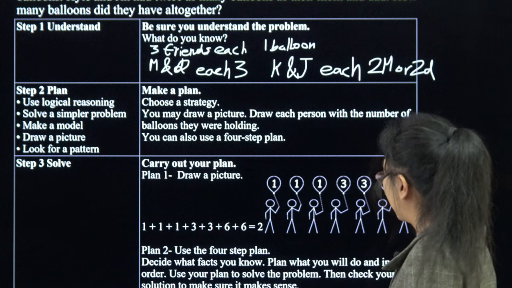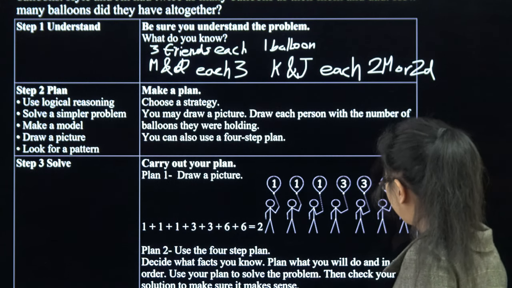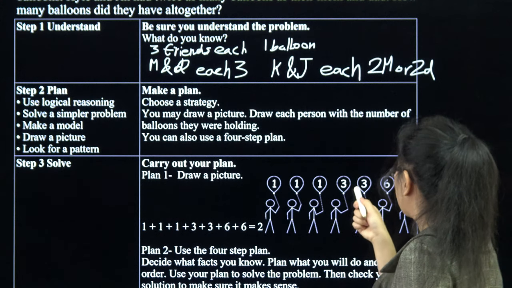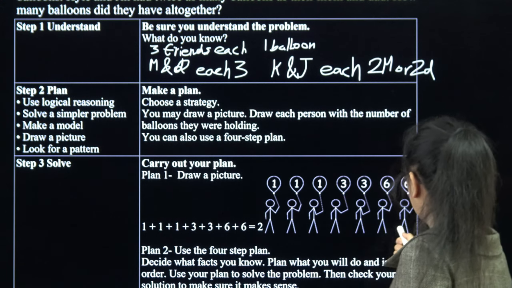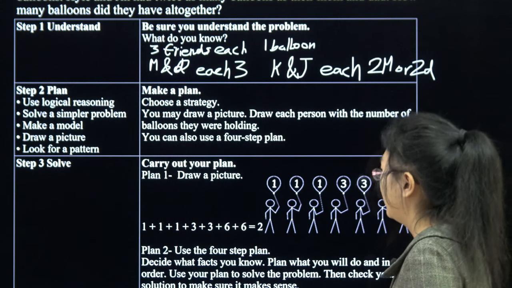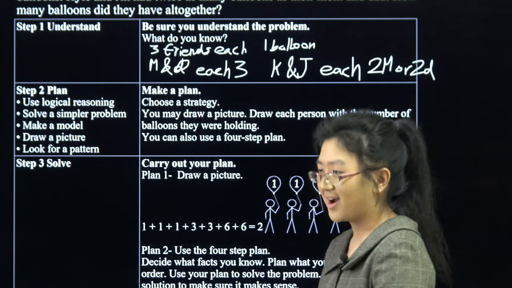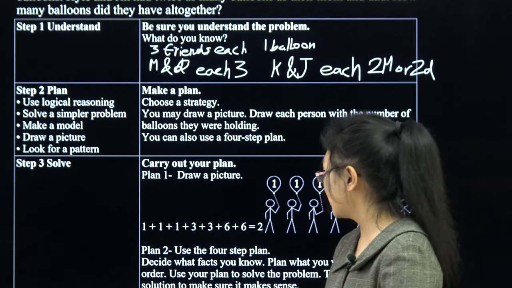So here's a draw a picture plan. So these are the three friends. Each have one balloon. This is mom and dad. They both have three balloons. And then this is Kyle and Jin. Okay, so it's six. So it turns out it isn't mom plus dad. So 1 + 1 + 1 is 3. +3 + 3 is 9. +6 + 6 is 21.